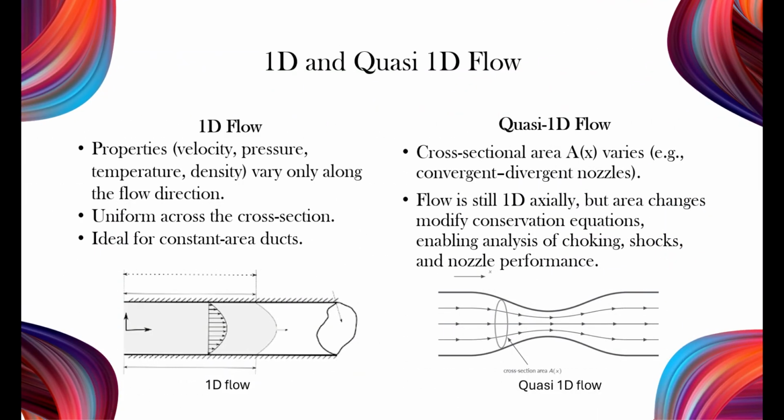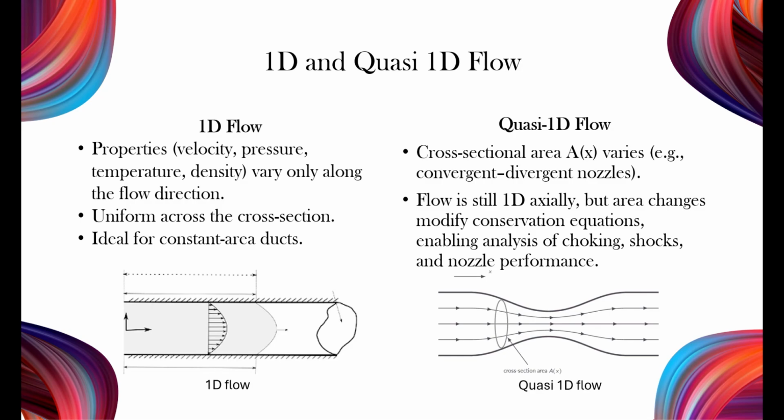Convergent-divergent nozzles are inherently 3D, but for simulation purposes, we can simplify them as a quasi-1D flow. In fluid dynamics, 1D flow assumes velocity, pressure, temperature, and density vary only along the streamwise direction with uniform cross-sectional properties, making it valid for constant area ducts.